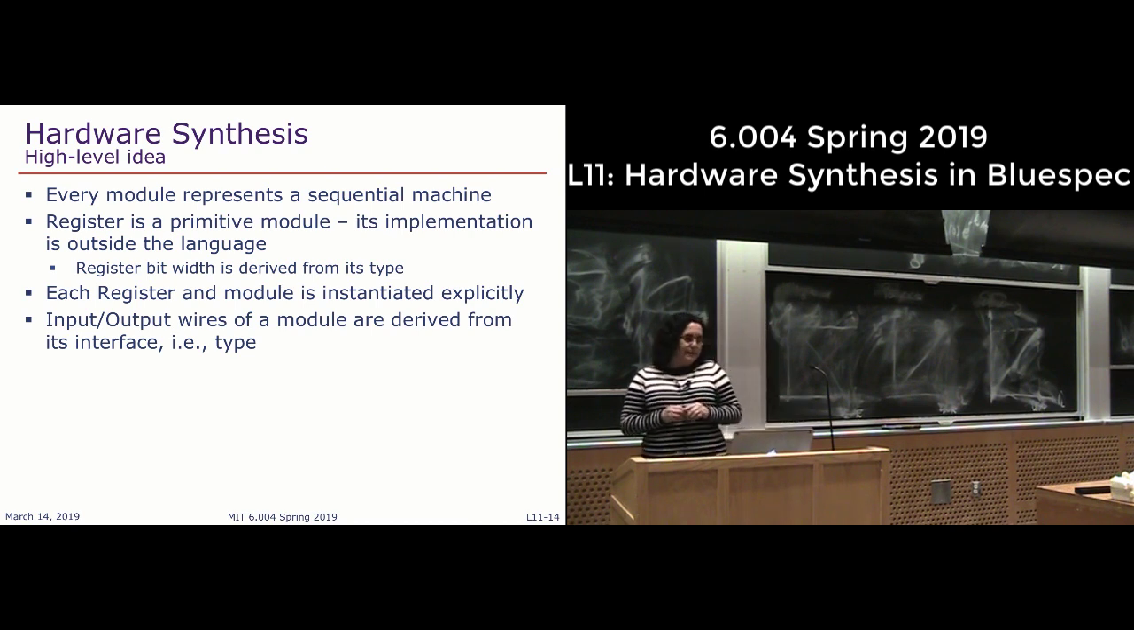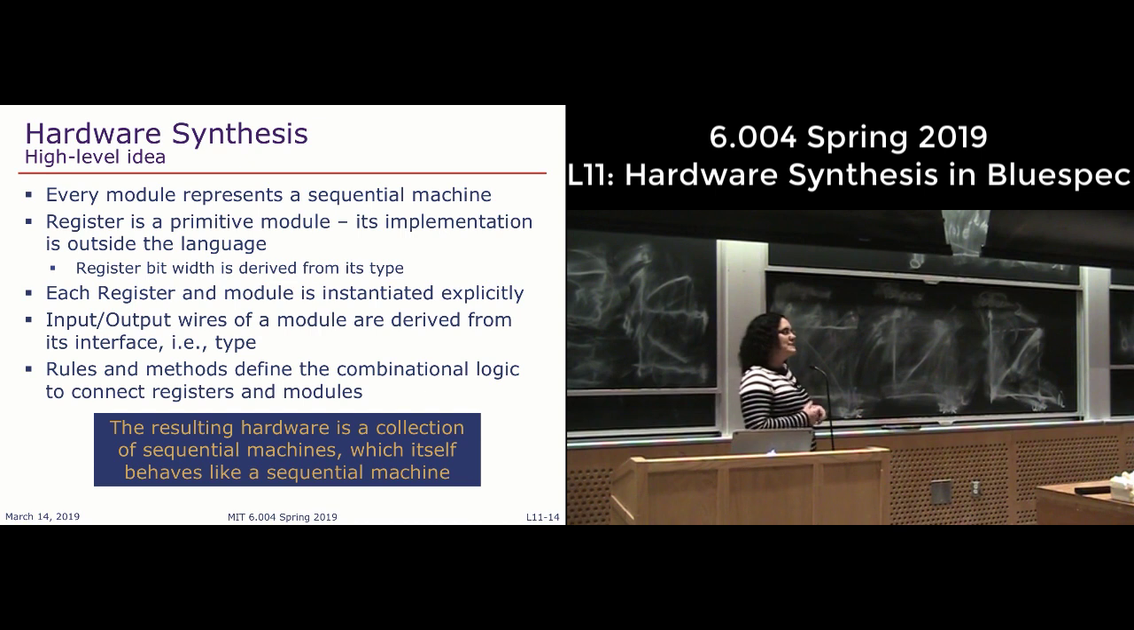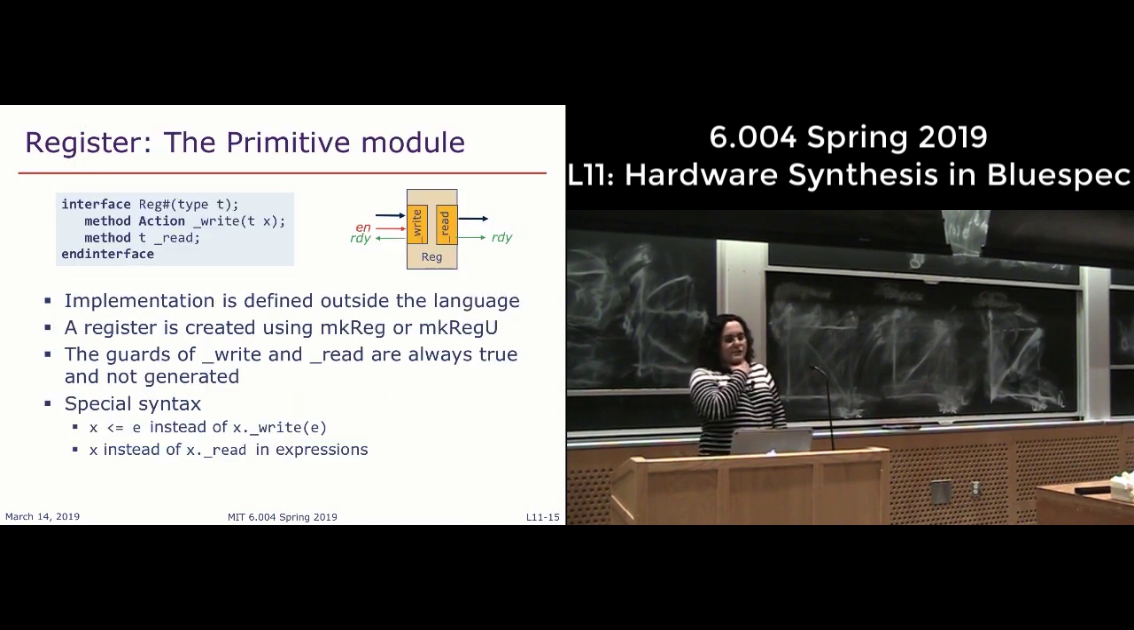Then our interface, as we've said several times, is going to define what our input and output wires look like. And the rules and methods are going to define what the combinational logic looks like, as well as how to produce the enable signals for this more complex sequential circuit. And so the resulting hardware is going to in itself be a sequential circuit made up of a bunch of smaller sequential machines. All right, so first let's take a look at the interface of our primitive register.